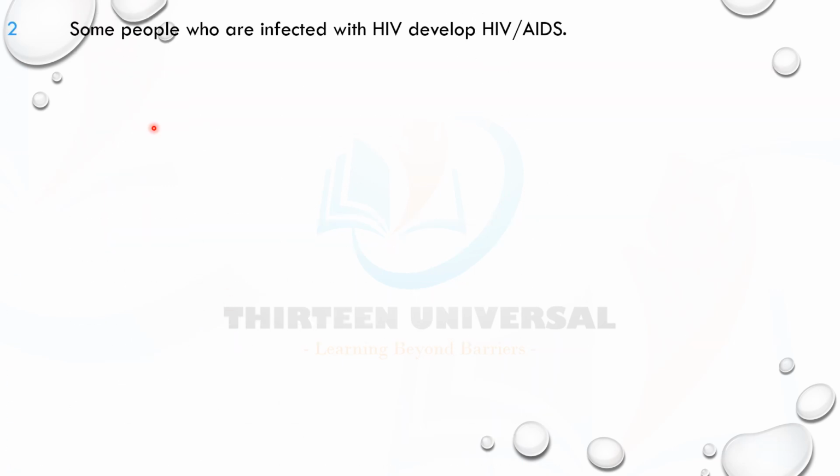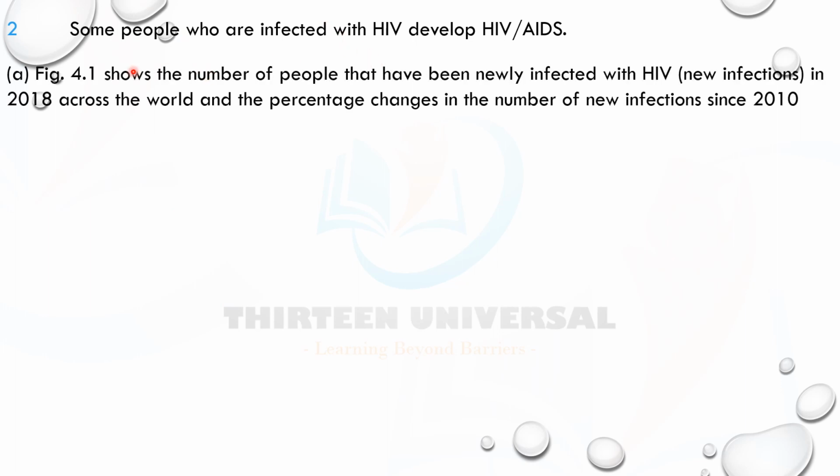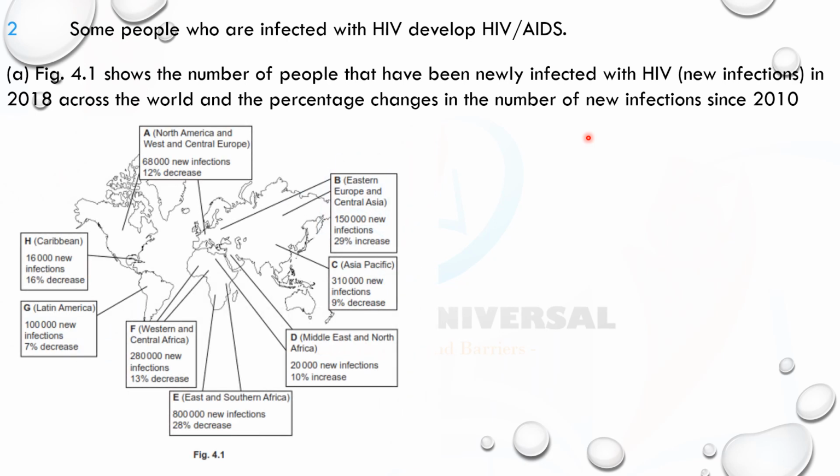Okay, let's quickly go to the next question. Some people who are infected with HIV develop HIV/AIDS. Fig 4.1 shows the number of people newly infected with HIV in 2008 across the world, and the percentage changes in the number of new infections since 2010. Okay, look at the world map.